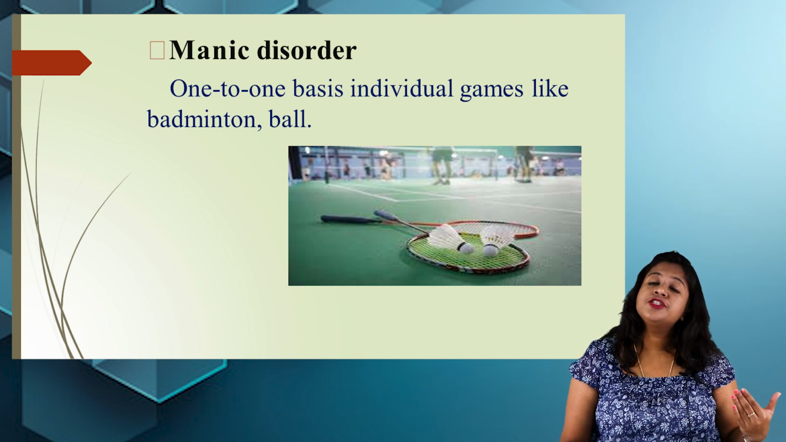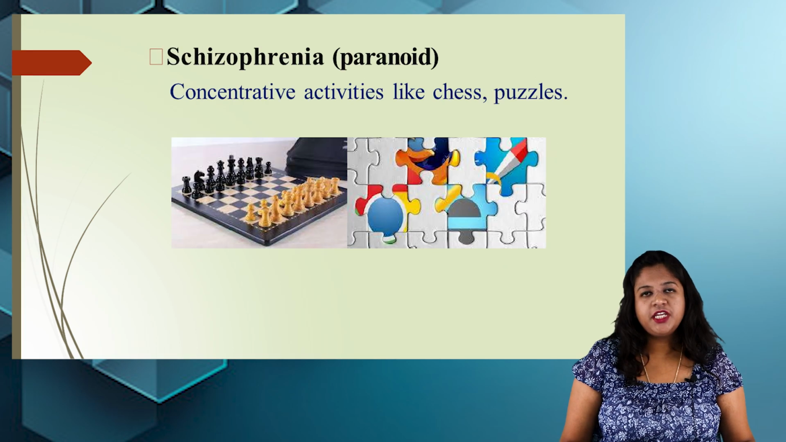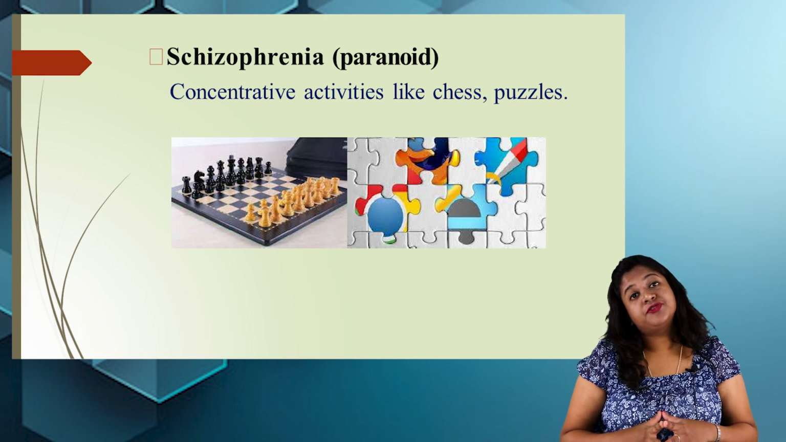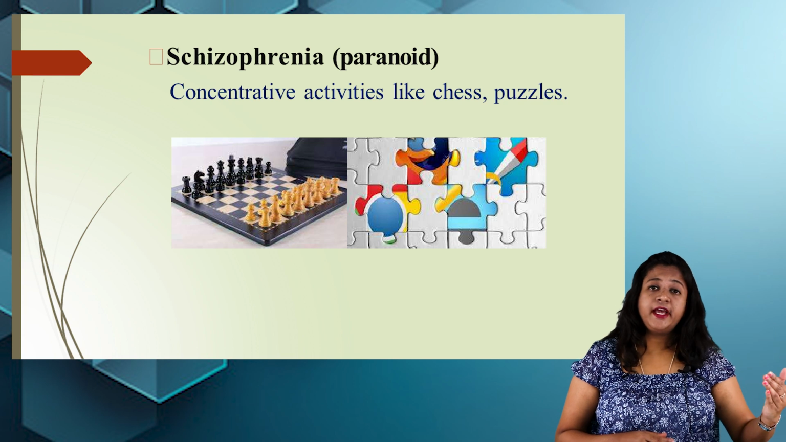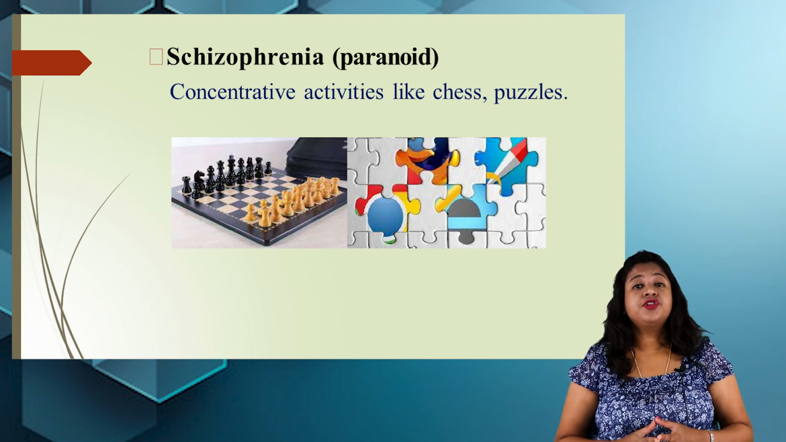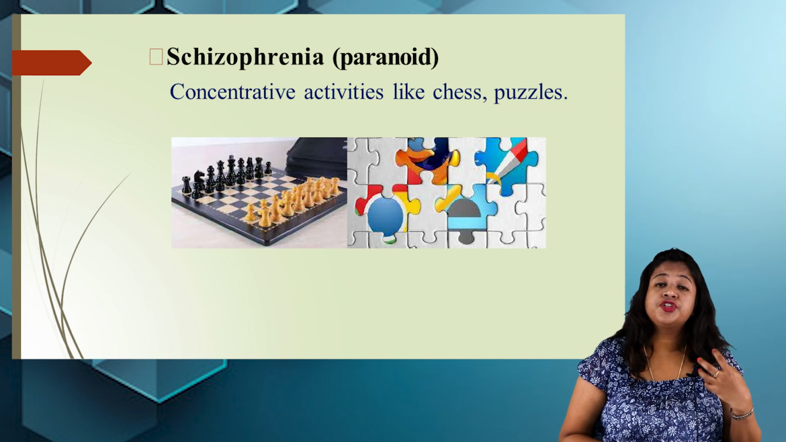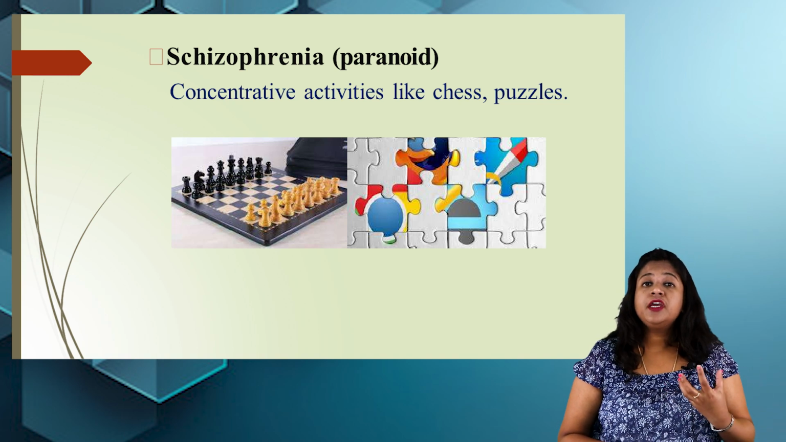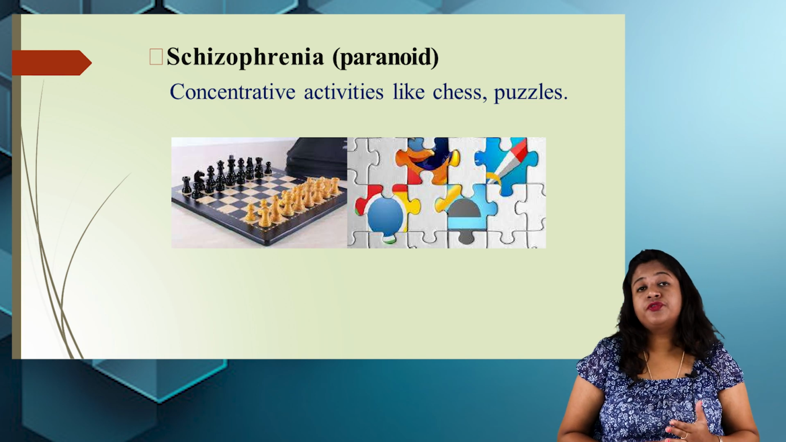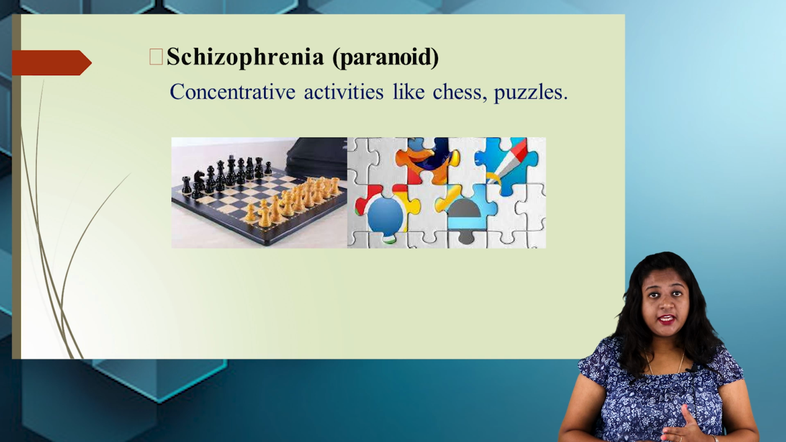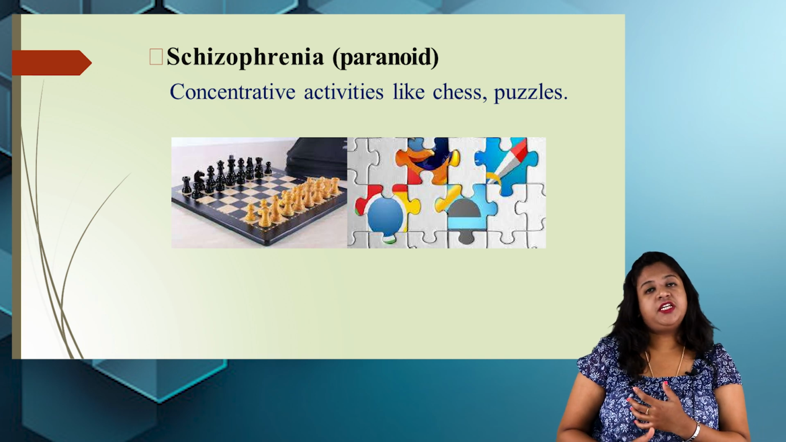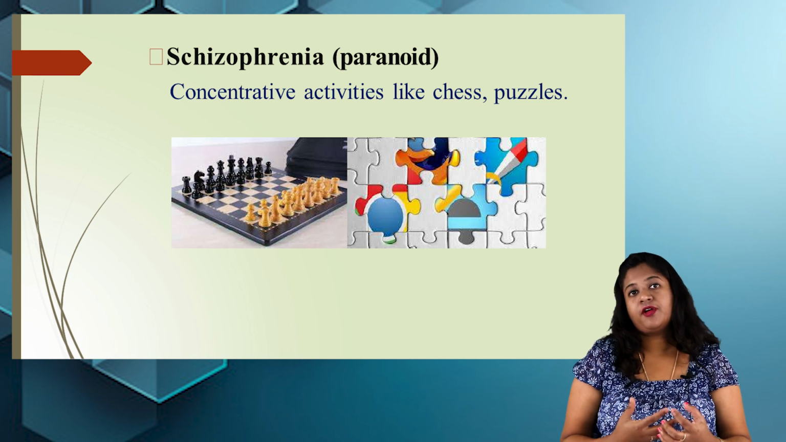Moving to schizophrenic disorder, what kind of recreational activity can we plan? If you take a paranoid type of schizophrenic condition, you know that they are in the world of hallucination or delusion. Such thoughts should be distracted. So we give certain activities to distract such thinking, like involving them in concentration activities, such as playing chess or a puzzle.